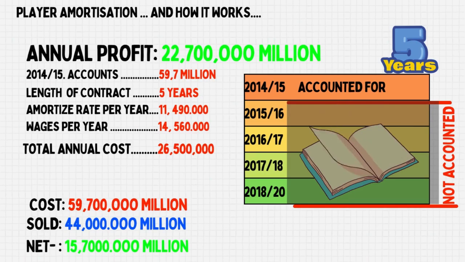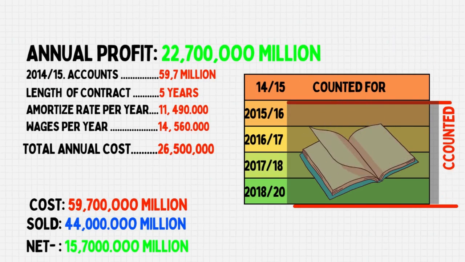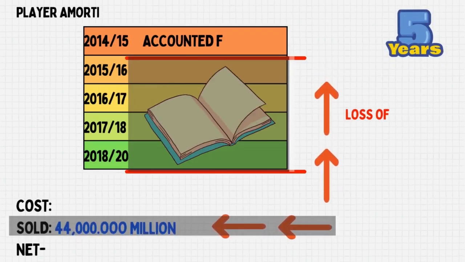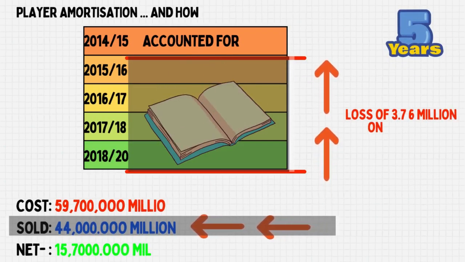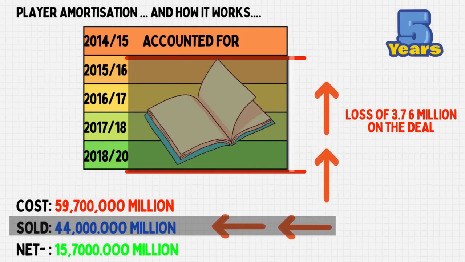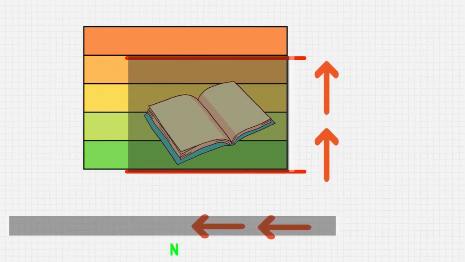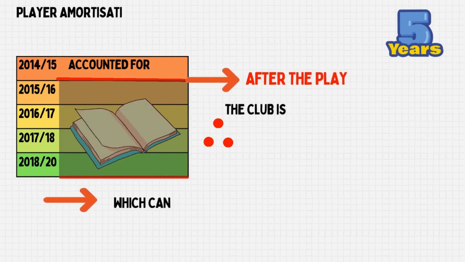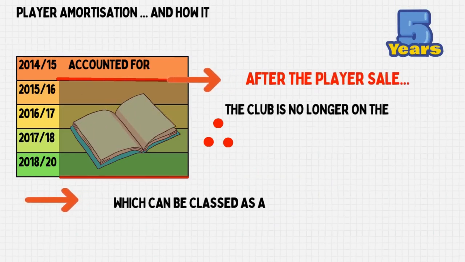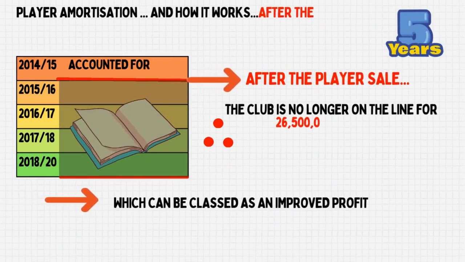a fifth of the player's transfer fee in relation to the season 2014 to 2015. The £44 million transfer fee accounts for most of this, leaving the club showing a loss of £3.76 million on the deal. After the sale of the player for £44 million, the club are no longer liable for the annual cost of keeping the player.